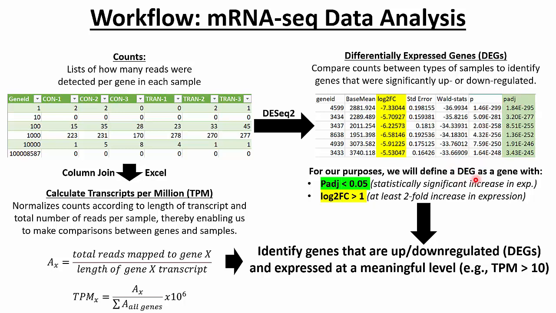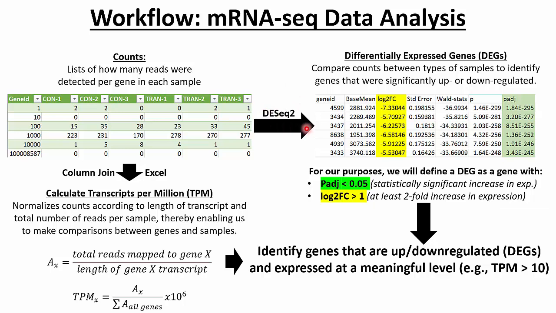Okay, so this is definitely something that's up to the individual user, but typically we define a DEG as a gene that has a p-adjusted value less than 0.05 and a log2 fold change that is greater than 1, which in other words means that it changed at least twofold its expression level. Okay? So that's how we identify differentially expressed genes in Galaxy, using this DESeq2 tool.